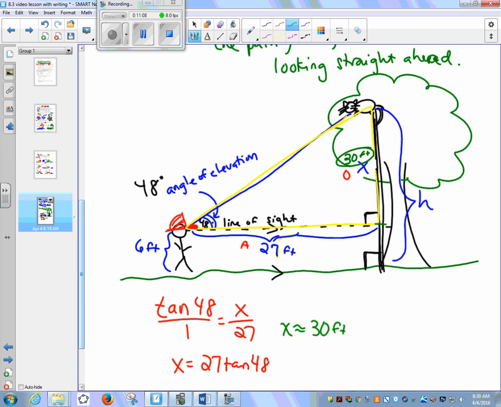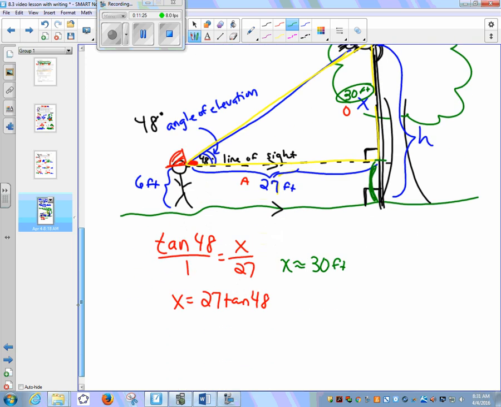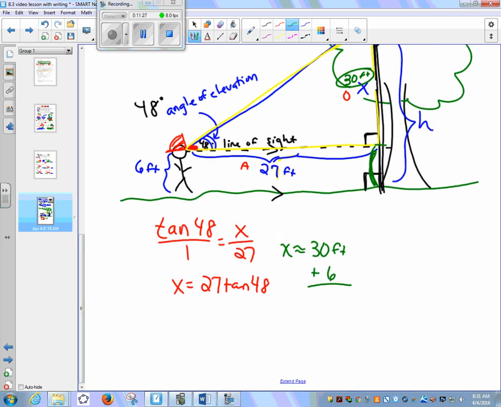What is the kitty's distance from the ground? 36. What did you say? Didn't you say that before? 36, right? Because it's the 30 plus the 6 feet for his height from the ground to his eyes. So plus the 6. So don't forget about plus the 6. So 36 feet is going to be our final answer. Little kitty. Okay?